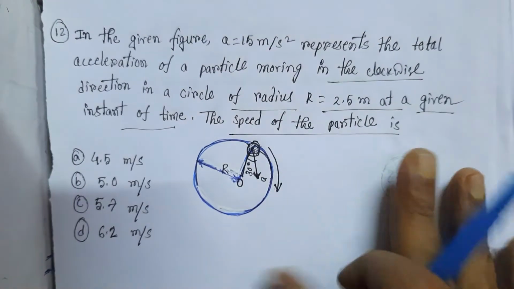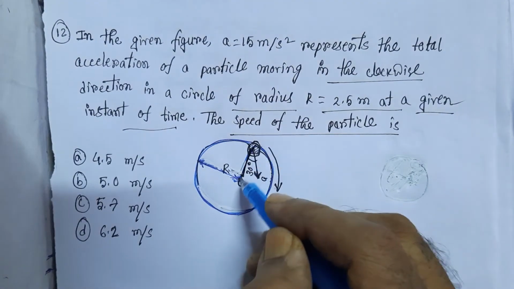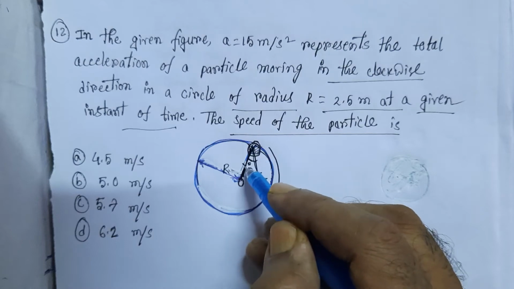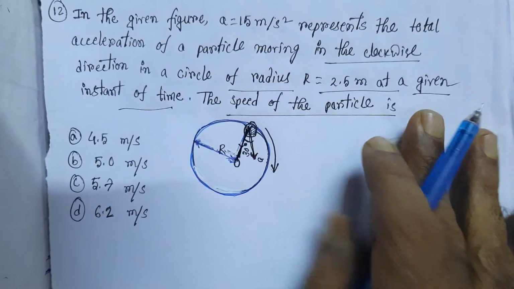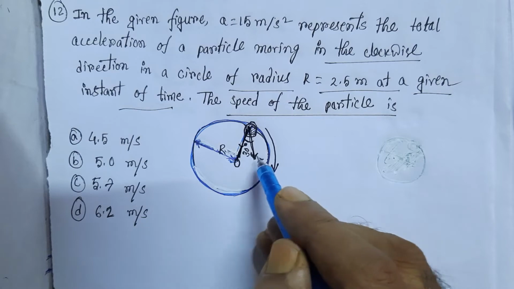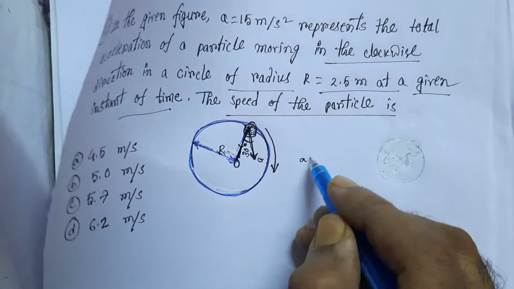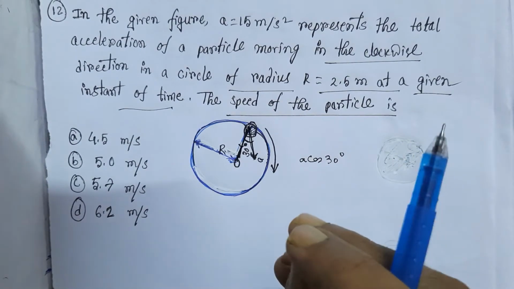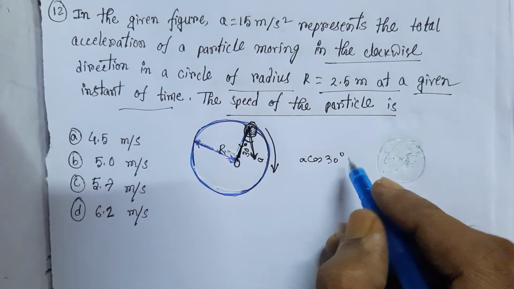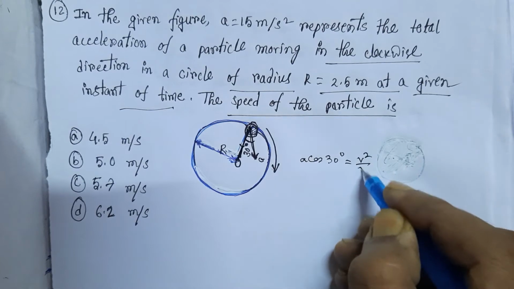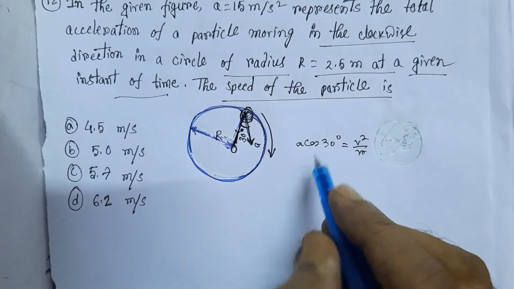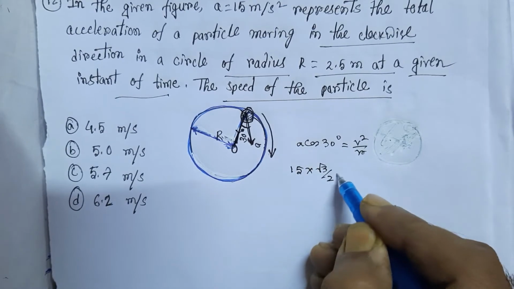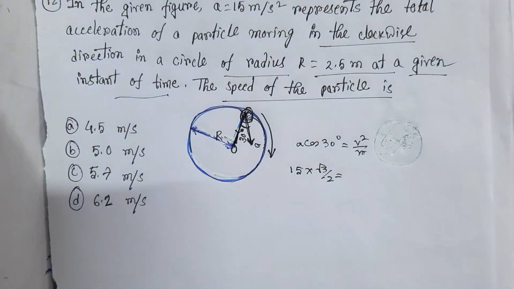Now, the central line makes an angle of 30 degrees with the total acceleration. So if we consider the centripetal acceleration, then that should be A cos 30 degrees. A cos 30 degrees gives our centripetal acceleration, which is equal to V square by R. Now, A is 15. Cos 30 means root 3 by 2, equals V square by R.